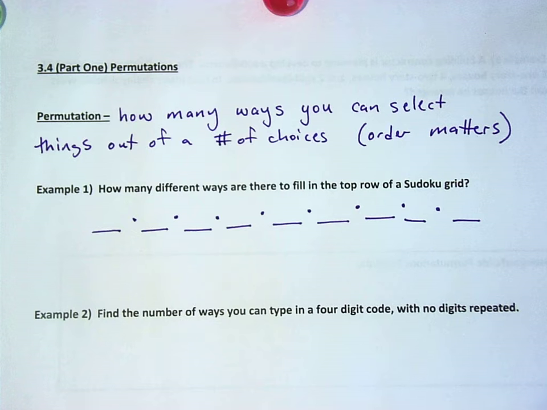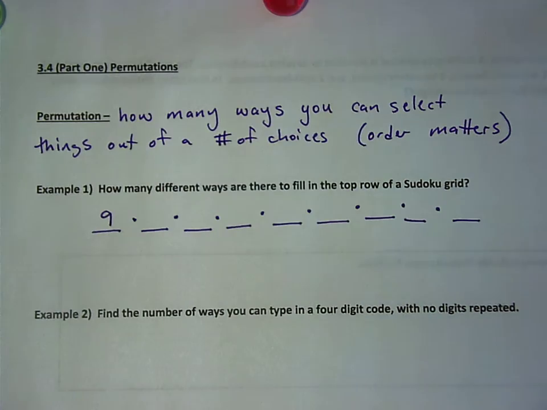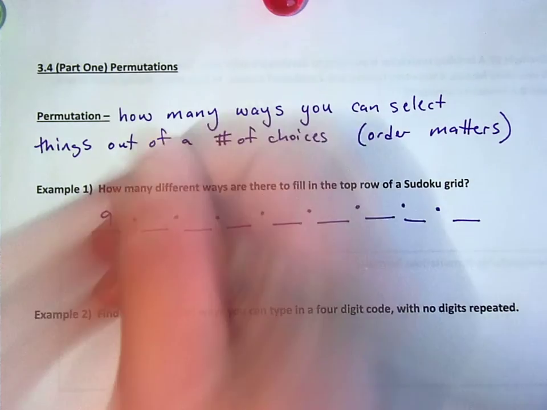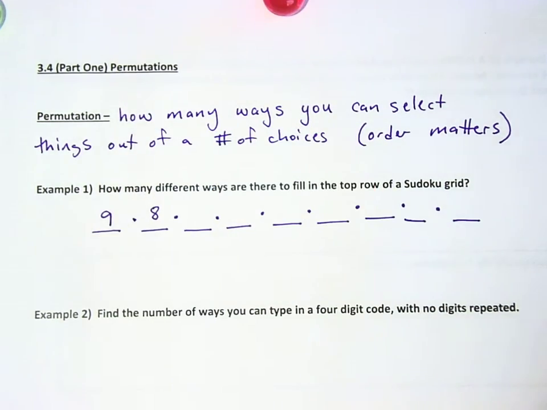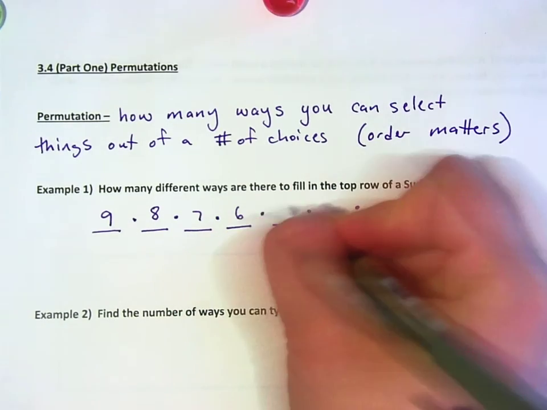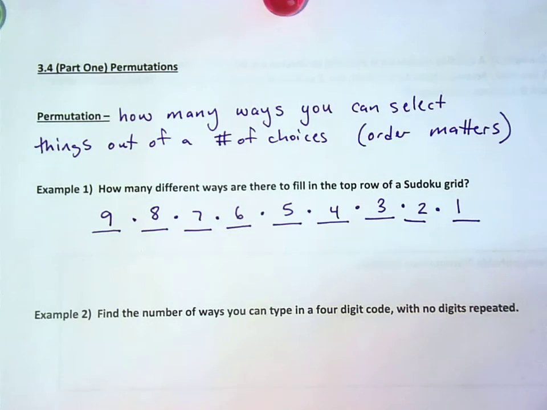Okay, so how many choices are there for the first spot? 9. And how many for the second spot? No, because you can't have the same number again, right? So now there's 8. And then? 7, 6, 5, 4, 3, 2, 1. All right, so go ahead in your calculator and put in 9 times 8 times 7 times 6 times 5 times 4 times 3 times 2 times 1.